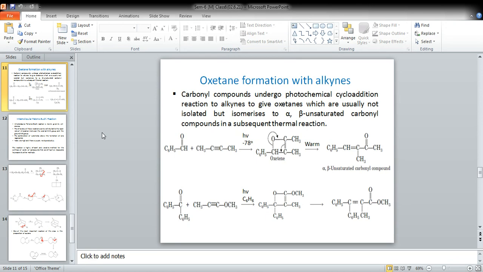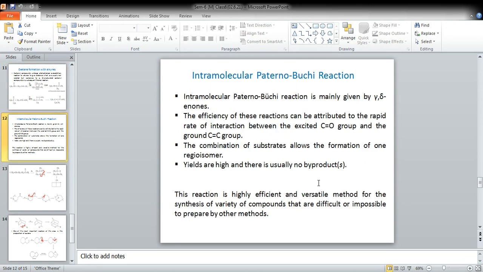Again, let us see the intramolecular Paterno-Buchi reaction. This is the intramolecular Paterno-Buchi reaction. That means the reaction must take place within the same molecule.